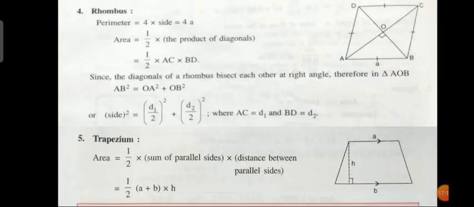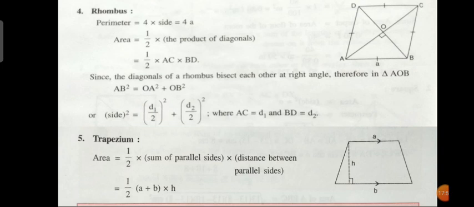And next is rhombus. Perimeter of a rhombus is 4 into a, similar to the square. Perimeter of a square and a rhombus is equal, but the area is half into the product of the diagonals, AC into BD. Okay, that is given. And area of a trapezium is half into (a plus b) into h. It is the sum of the parallel sides into the distance between the parallel sides. That is the area of the trapezium.